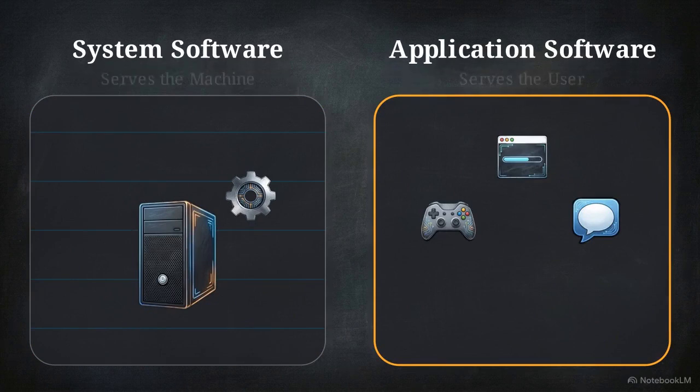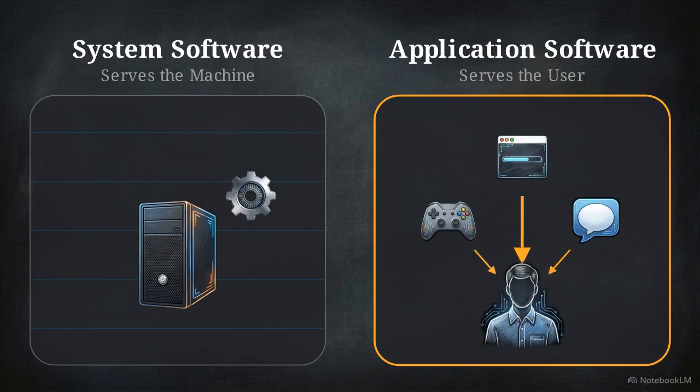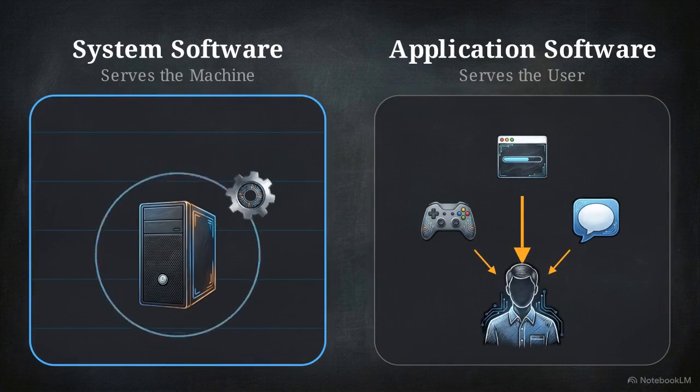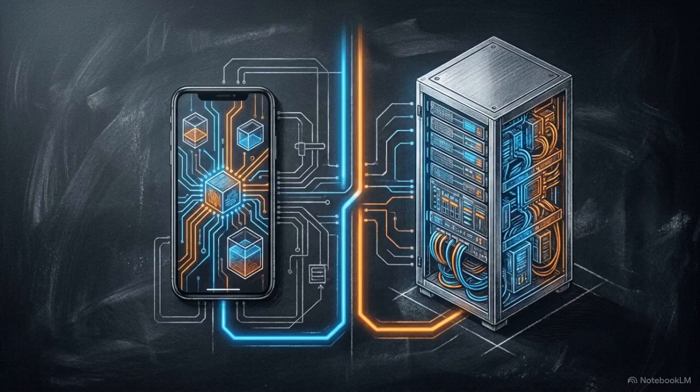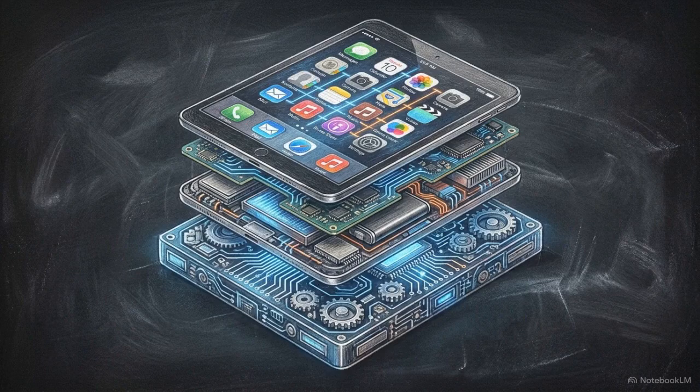The difference comes down to who the software serves. You use applications for your personal tasks, but system software does tasks for the computer itself. Every functional device, from your phone to a massive corporate server, relies entirely on this separation. You have the tools you want to use, and you have the foundation that keeps the machine running so you can use them.